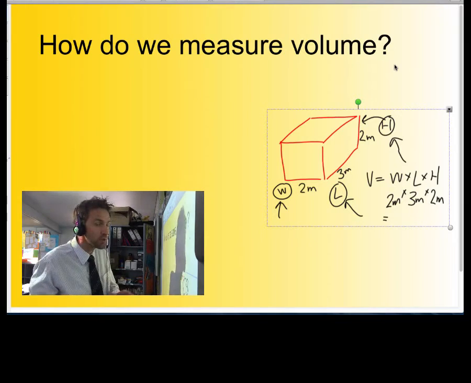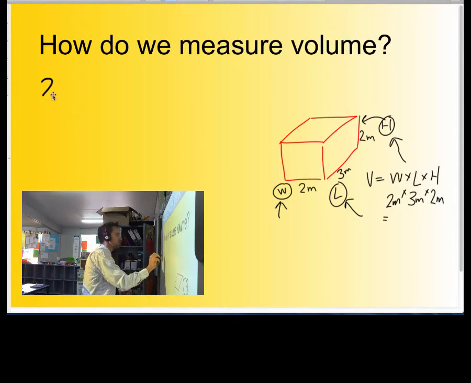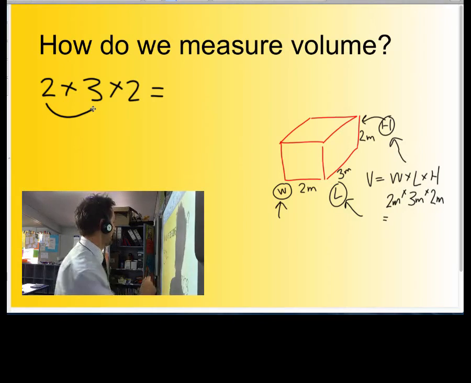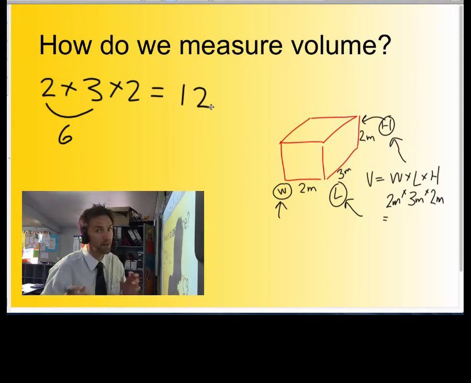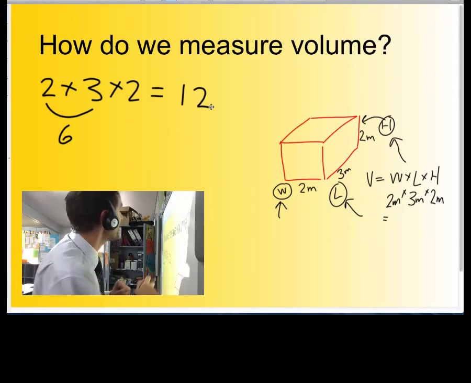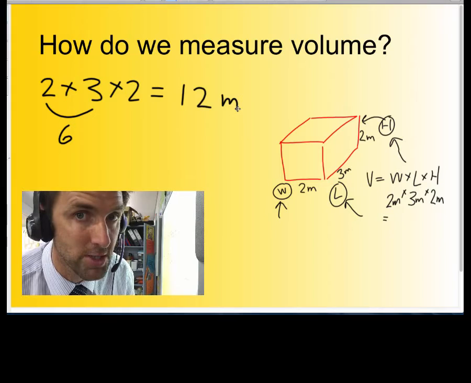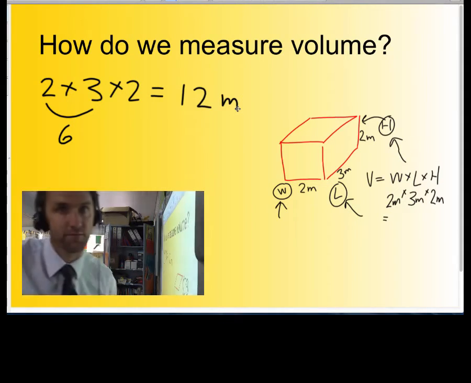Okay, and if you times all those dimensions together, you'll realise that it is 2 times 3 times 2, which is, well, 2 and 3 is 6, and 6 times 2 equals 12. But remember, it was meters all times together, so it's meters, but it's not meters squared, because you're not measuring squares anymore, are you? What are you measuring?